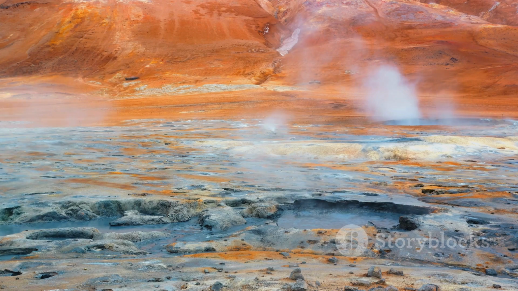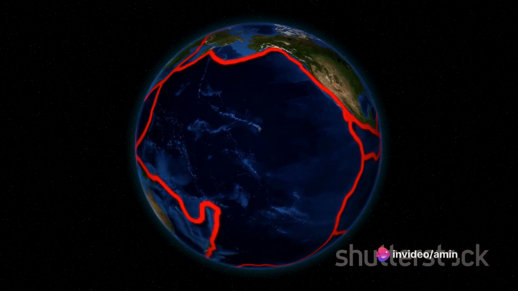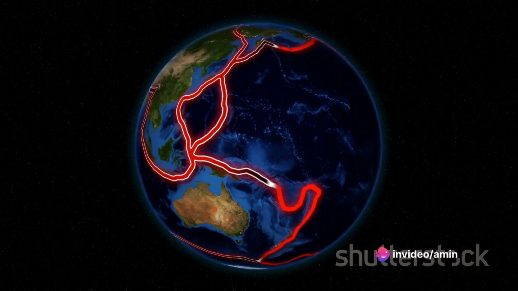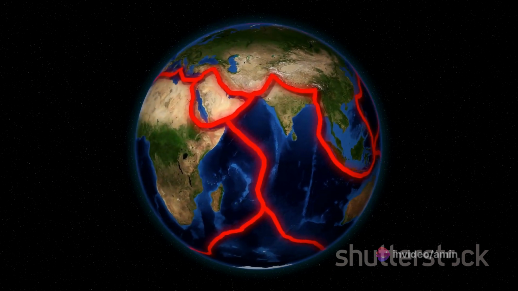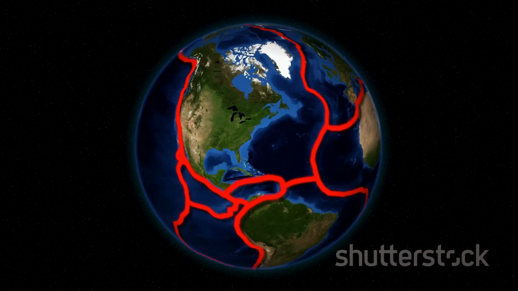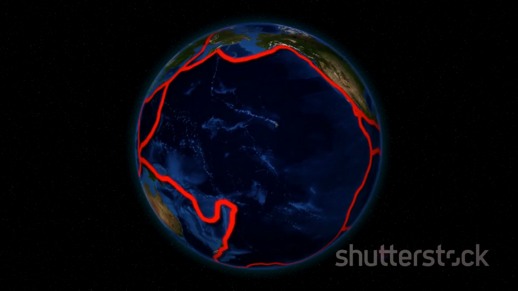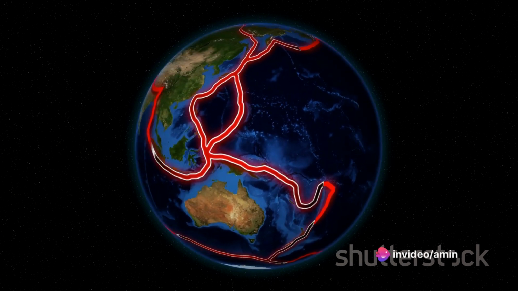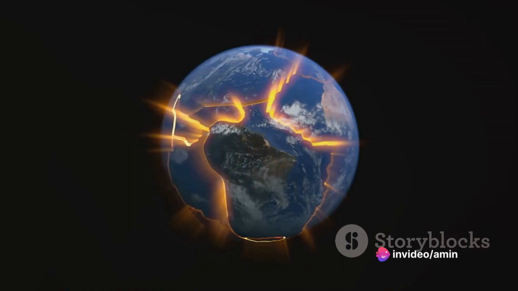Remember the three types of plate boundaries: convergent, where plates collide and form mountains; divergent, where plates move apart and create oceans; and transform, where plates slide past each other, causing earthquakes. Understanding these principles of tectonics not only helps us appreciate the dynamic nature of our planet, but also equips us to better predict and prepare for natural disasters.